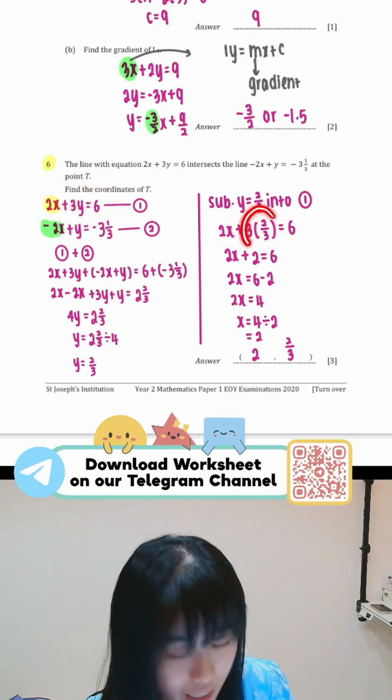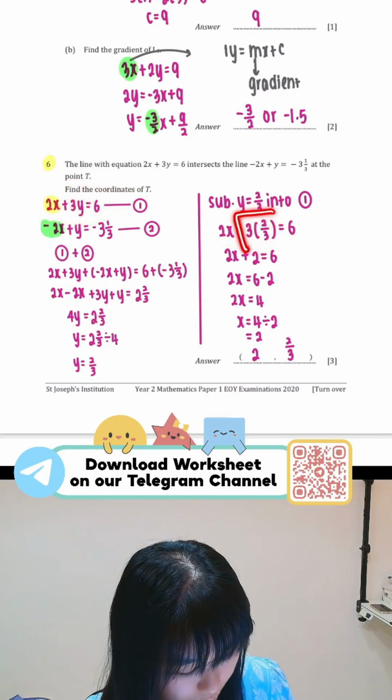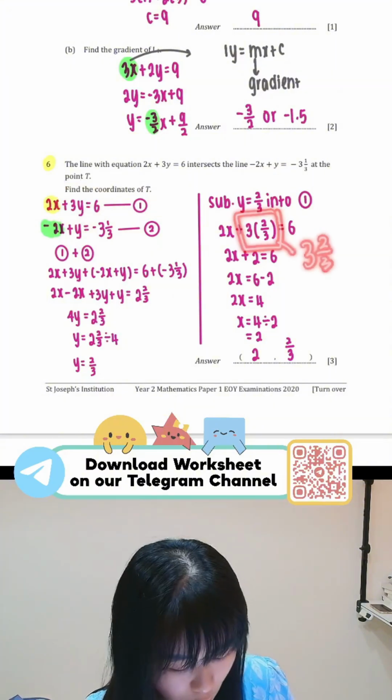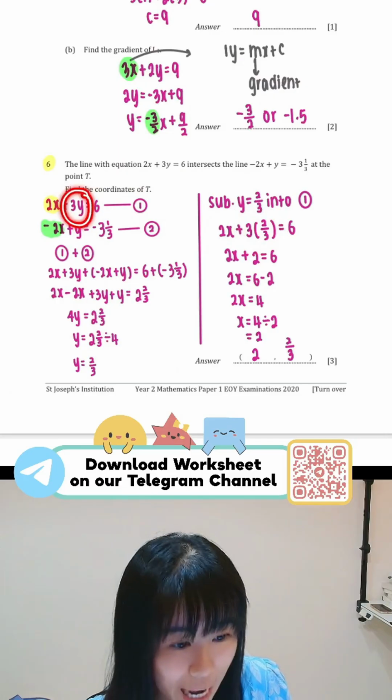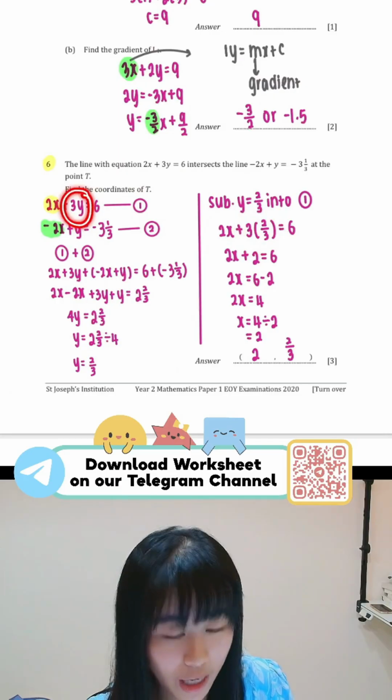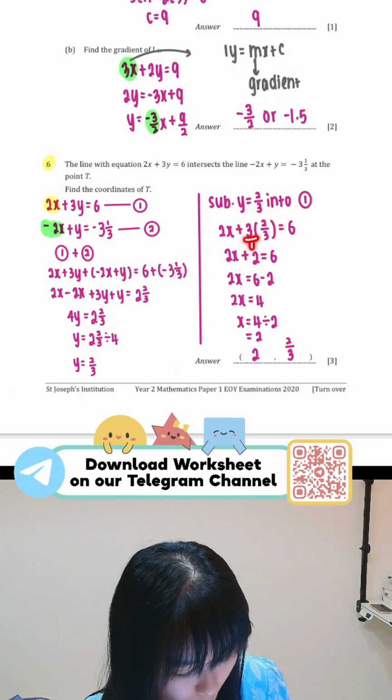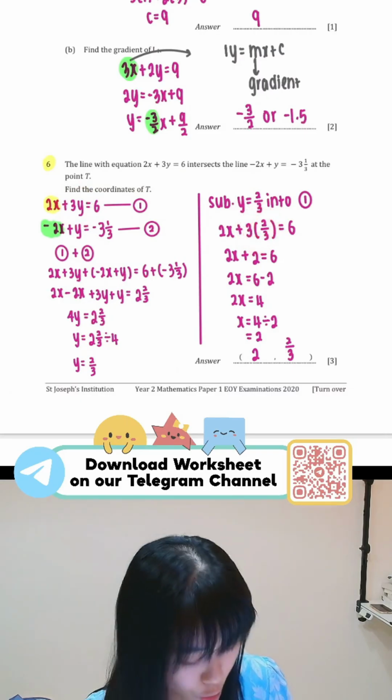Common mistake here, this one here is not 3 whole and 2/3, people. This one is 3y, is 3 times that 2/3. So you must times together. And when you times together, actually the 3 and 3 can cancel. So you're just left with a 2.